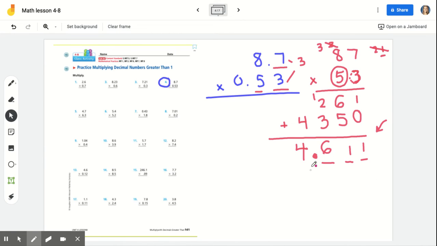And now we have as our answer 4 and 611 thousandths, 3 decimal places. Go ahead and add that answer into your book. And we just successfully solved using the shortcut method.